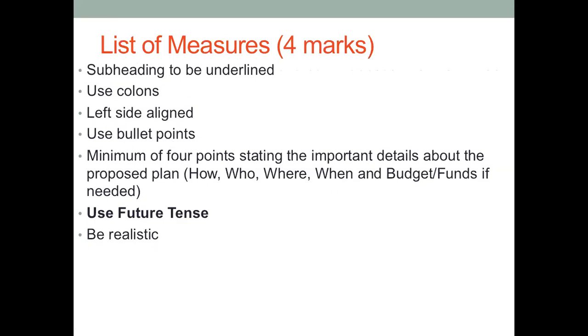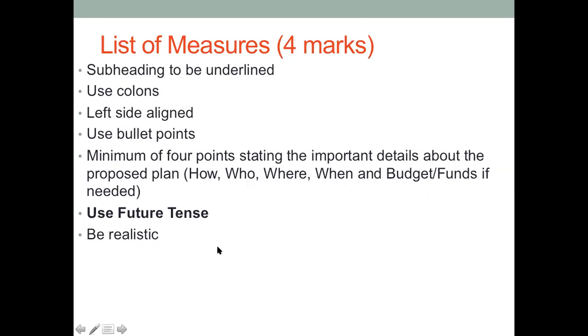But you should write minimum of 4 points, since it's 4 marks. So minimum of 4 points, maximum of 5 to 6 points, not more than that. They cannot exceed the word limit, and you cannot end up writing 10, 12 points to explain your plan. The minimum requirement is 4, maximum is about 5 to 6. So minimum 4 points stating the important details about the proposed plan: how, who, where, when, budget or funds if needed.